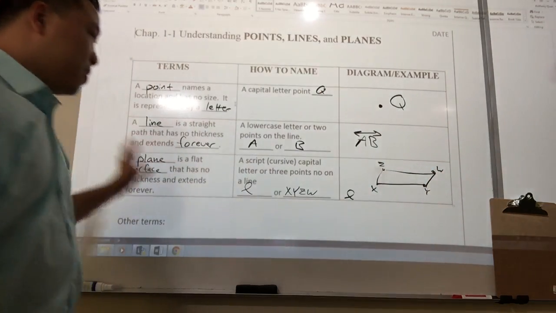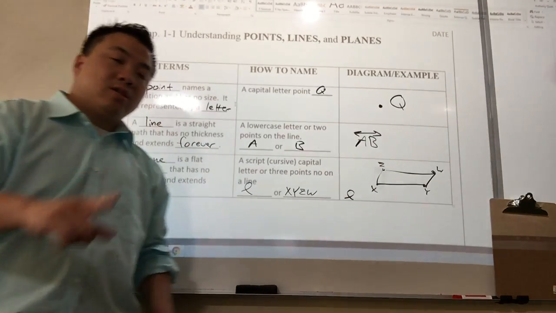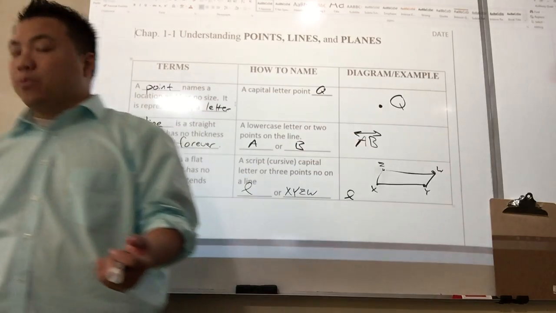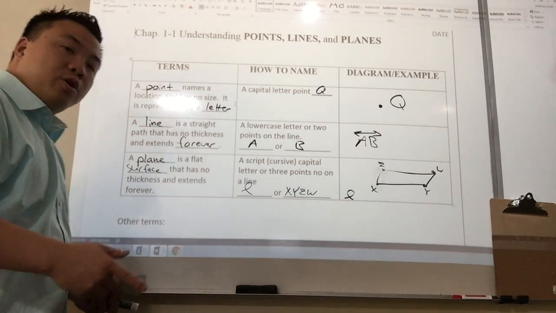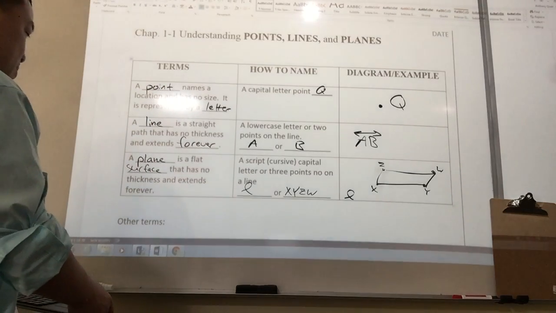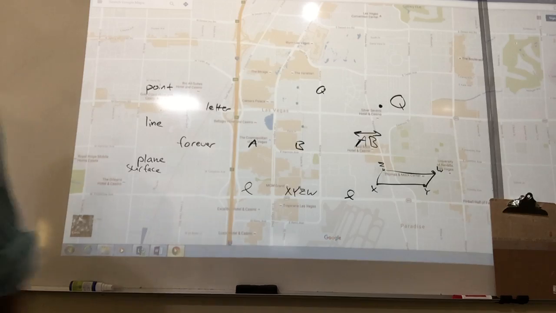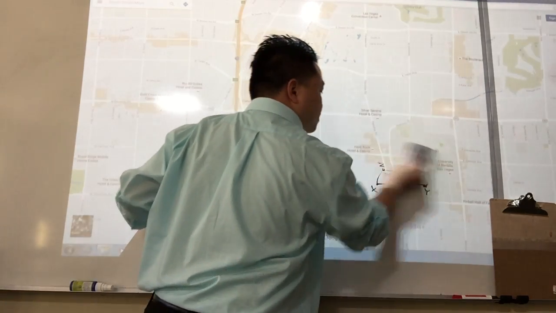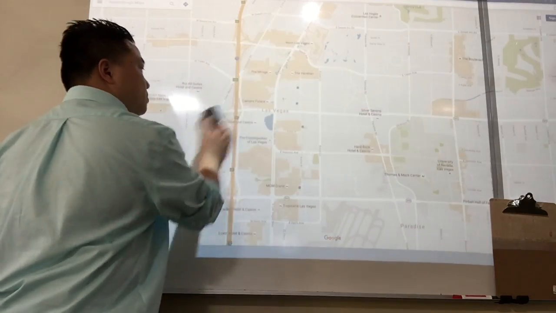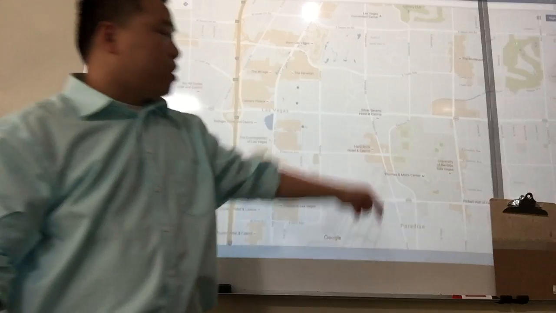Now, make sure you copy all this down. I know it's kind of weird to see, so I'm going to use a real life example to help you out. Points, lines, and planes are very useful in maps. So we're going to use a map to help us out. This is the map of Las Vegas. This is the Strip right here. This is UNLV right here, Hard Rock Casino.